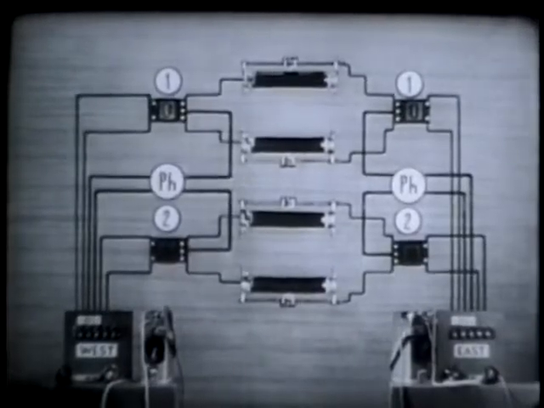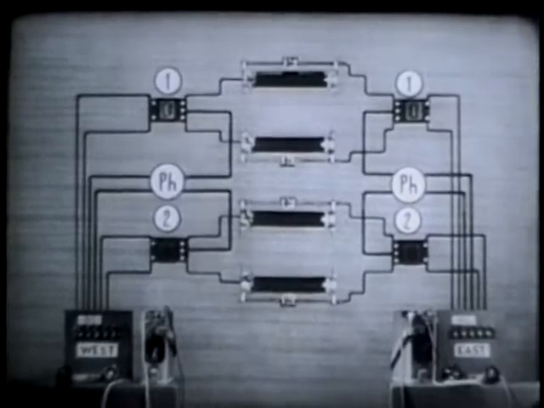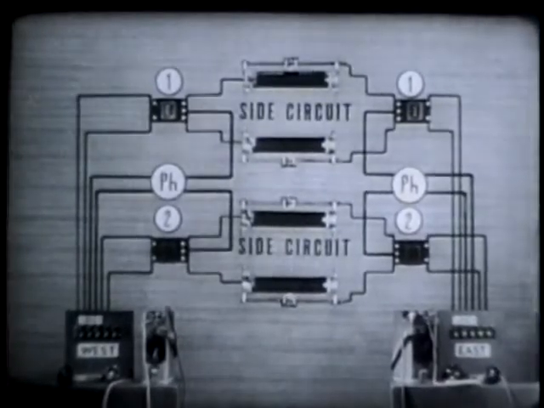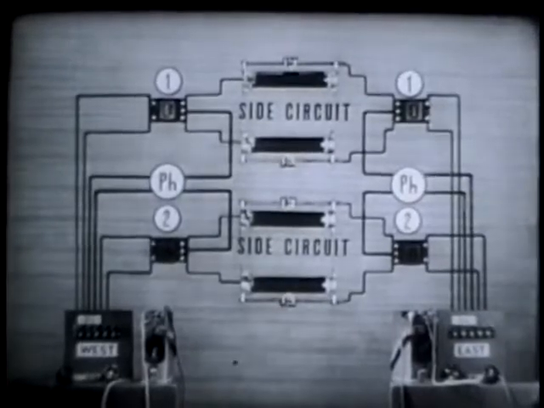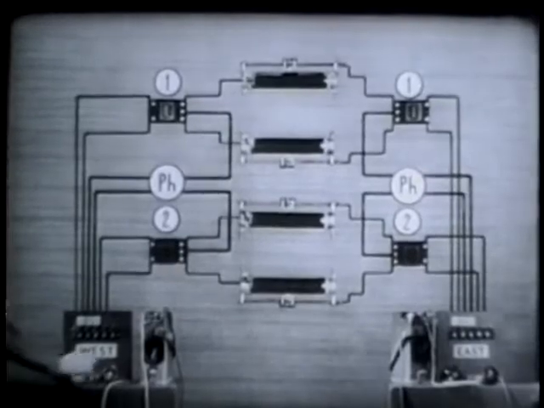We're going to use it for telephone. We now have our phantom circuit. The two original circuits are now known as side circuits. Altogether, the three circuits form a phantom group. Let's see if they all work.